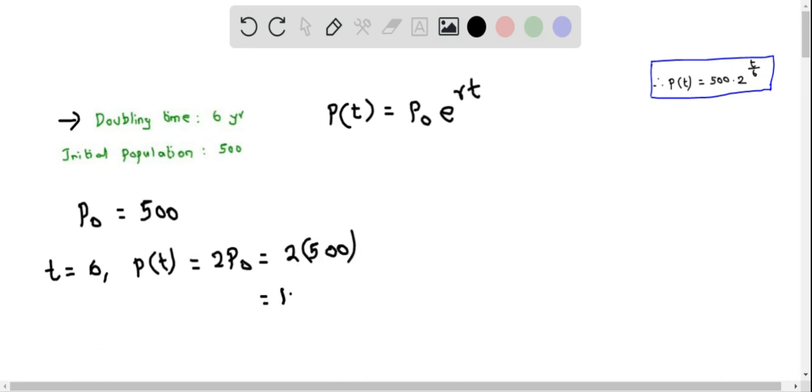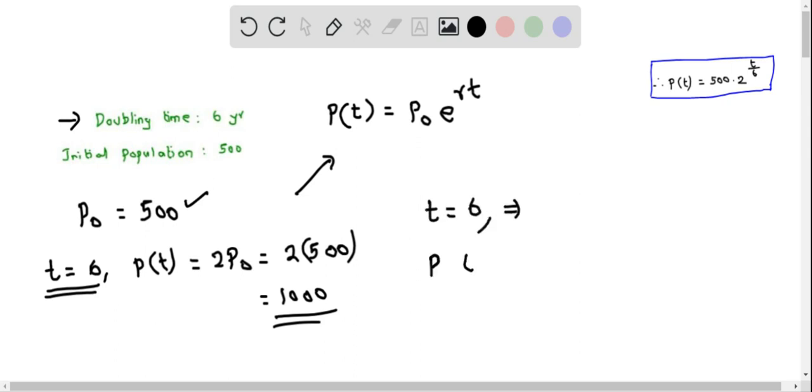So it is 1000. So we use this information, that is at t equal to 6, P of t equals 1000. Also P naught equals 500. We plug these two pieces of information into the model to determine the r. So let's do that. I'm going to plug in t equal to 6 into this model. So this gives P of 6 equals P naught is 500, e raised to the power of r, and t is 6, so it is r times 6.